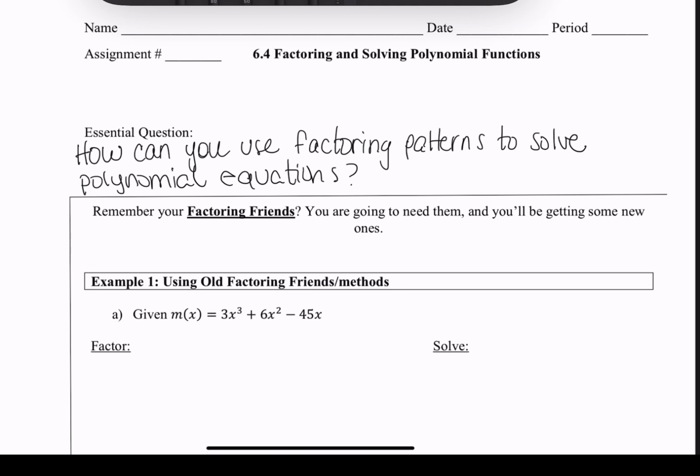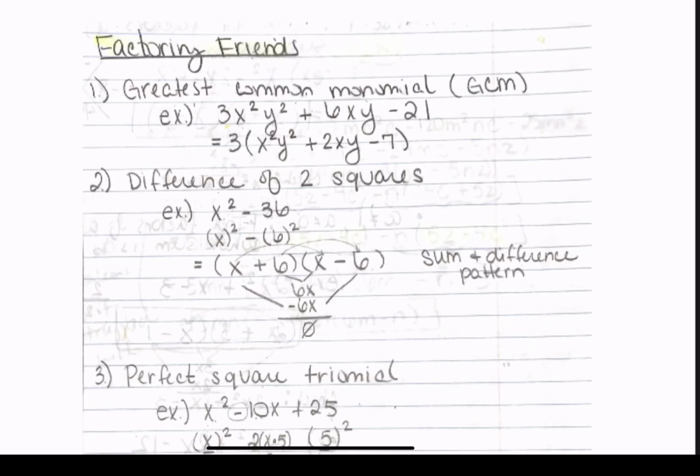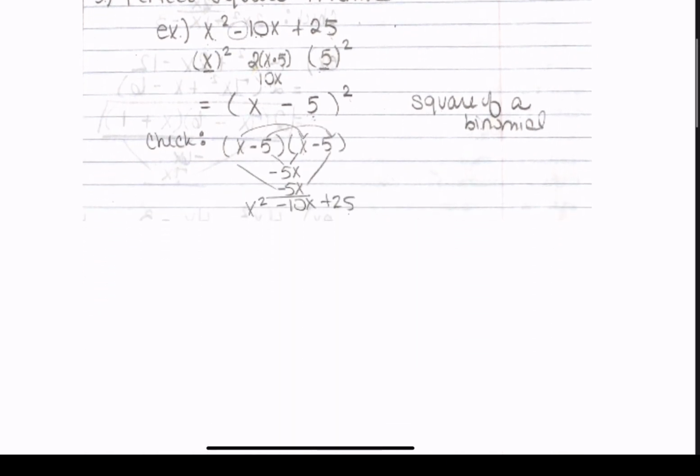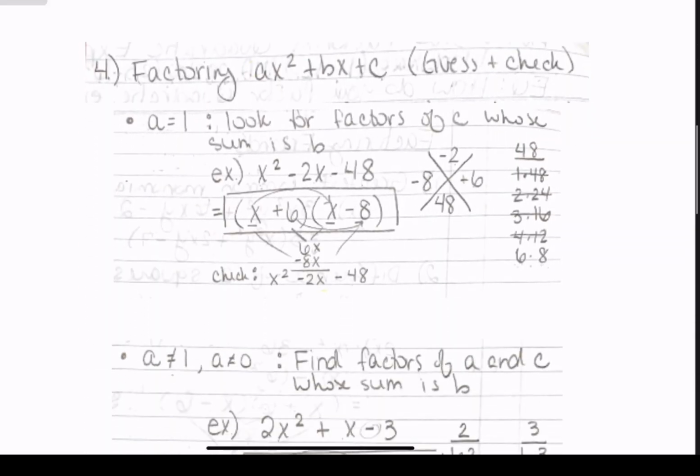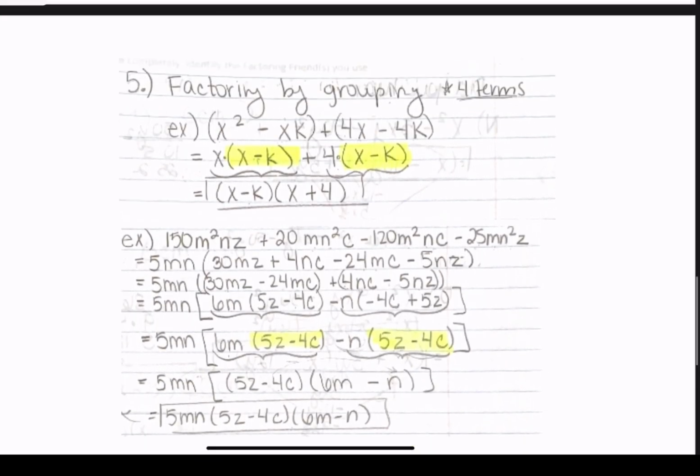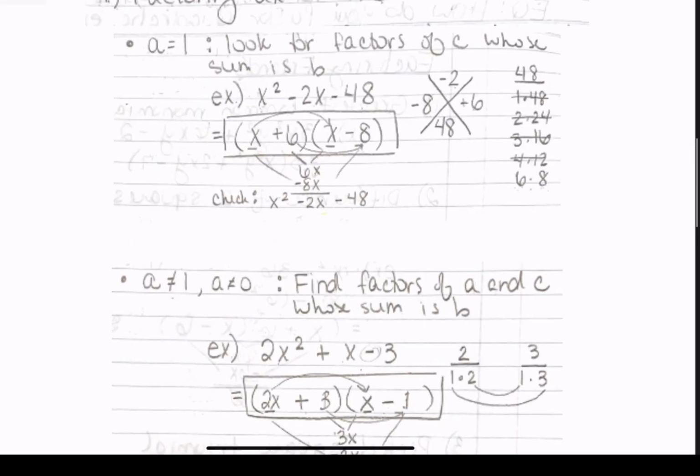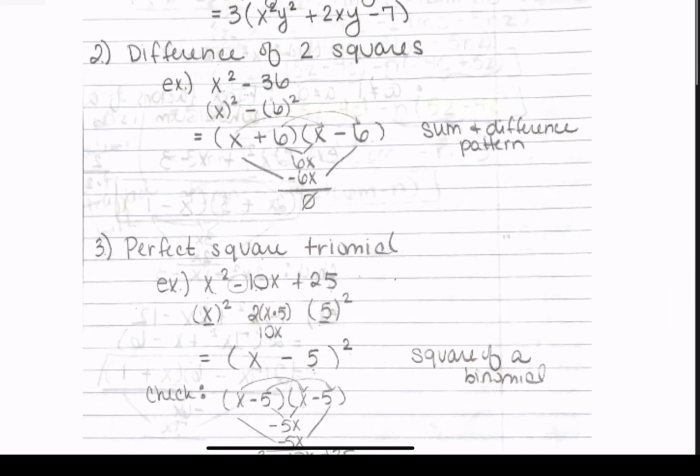We're also going to learn about some new friends. So speaking of our friends, remember you have these factoring friends that you worked with last unit. When we were studying quadratic functions and how to factor and solve them, we learned about 5 methods, or 5 different friends. And we are going to revisit these 5 different friends as we move into factoring and solving polynomial functions.